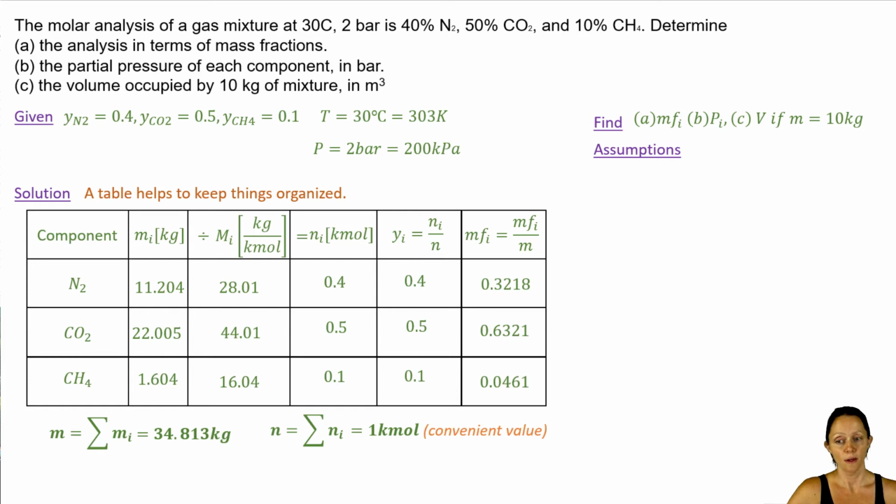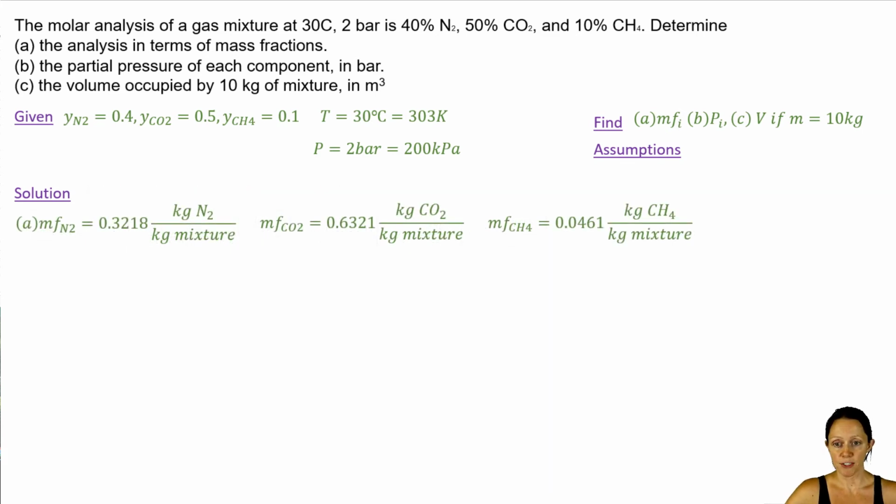So my mass fraction, I've got 11.204 divided by 34.813. There we go. And so on and so forth. 22.005 divided by 34.813. 1.604 divided by 34.813. And now I've filled in all the information, and I've got my mass fraction. So there are my mass fractions. I've put some units on here. A lot of times I just drop those, but I'm going to leave them here because sometimes it's useful to see where those units cancel out as you're doing calculations with them.